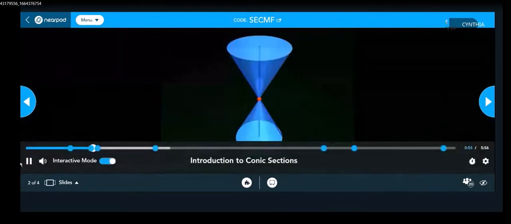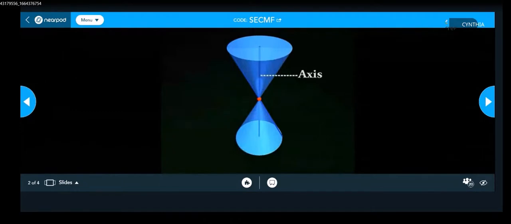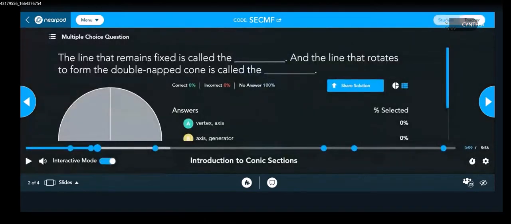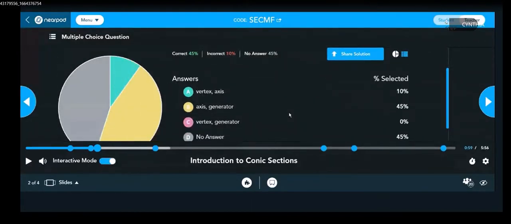And the line that remains fixed is called the axis. Now, very quickly, what is that perpendicular line from the base? It's got two bases, top and bottom, that stays fixed. And there's two parts. Earlier, we talked about the line that rotates around that perpendicular line to form the cones. So what is the fixed line first, and what is the line that rotates? Is the fixed line the vertex? We can scratch that out because we know that the vertex is something else.